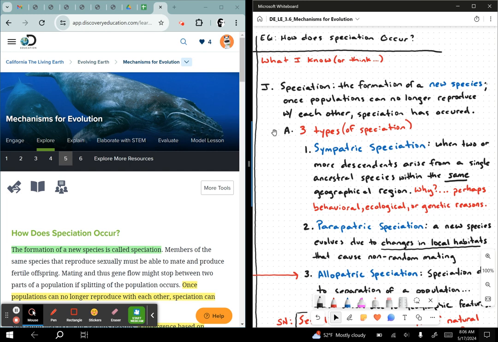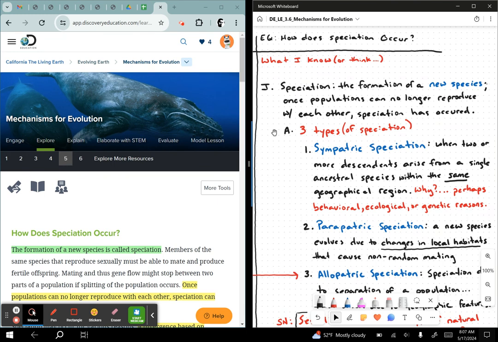Okay, hopefully it took a moment to do that. So remember, speciation is the formation of new species. One species diverges into a different species, right? And the thing about species, what makes one species different from another, is that there's reproductive isolation. They cannot reproduce with each other for whatever reason.